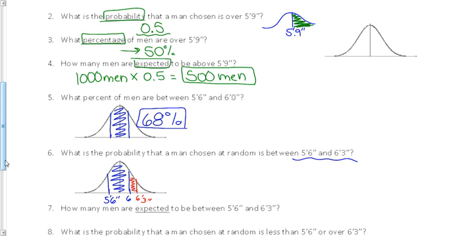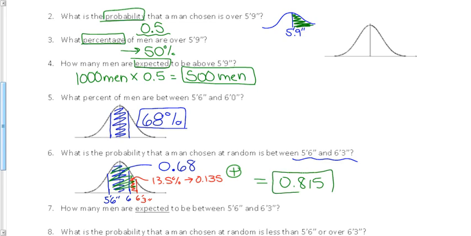Well, the probability of being in this blue region right here is 0.68, because that was the 68% of the people. Then if you flip back, when we found the area of each of these strips, we found those strips were each 13.5%, or 0.135 as a decimal. So if I'm going to find the probability that I'm within both of these regions put together, I would have to add those 2 numbers. So 0.68 plus 0.135 is 0.815, which is also 81.5%, but it asked for a probability, so I'm going to give that as a decimal.